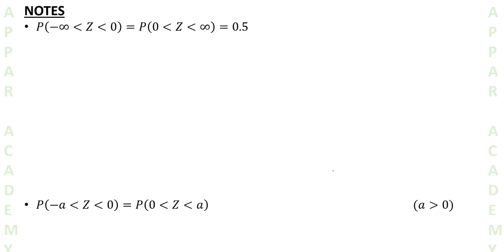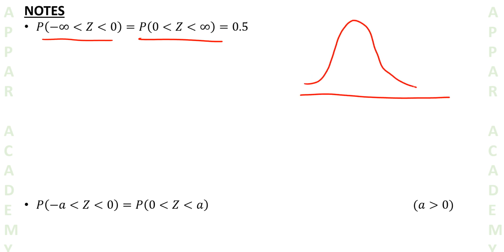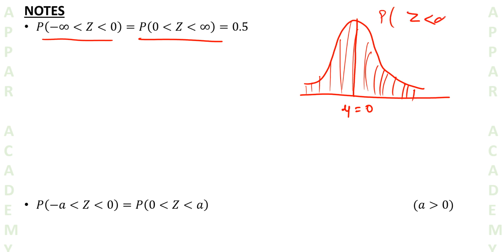Next property says the probability that z lies between minus infinity and 0 is equal to the probability that z lies between 0 and infinity, which is equal to 0.5, right? So first of all, we know if this is our standard normal curve, and the standard normal curve is centered around mean that is equal to 0, in that case, we all know that the total area under this curve is equal to 1, right? So the probability that z lies between minus infinity and infinity is always equal to 1.